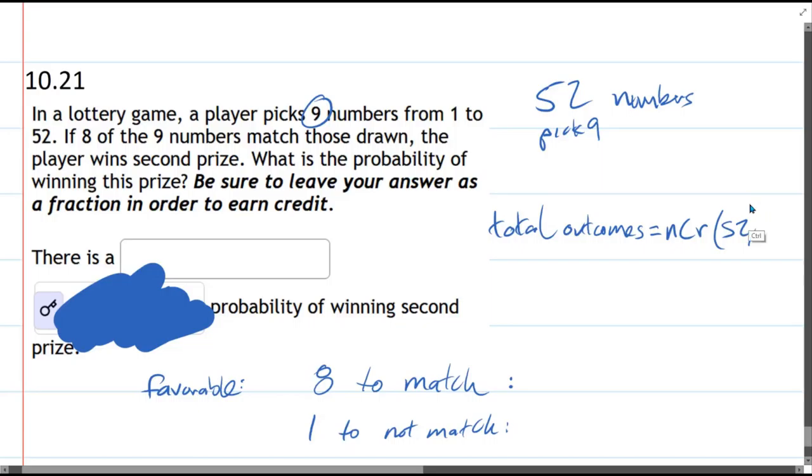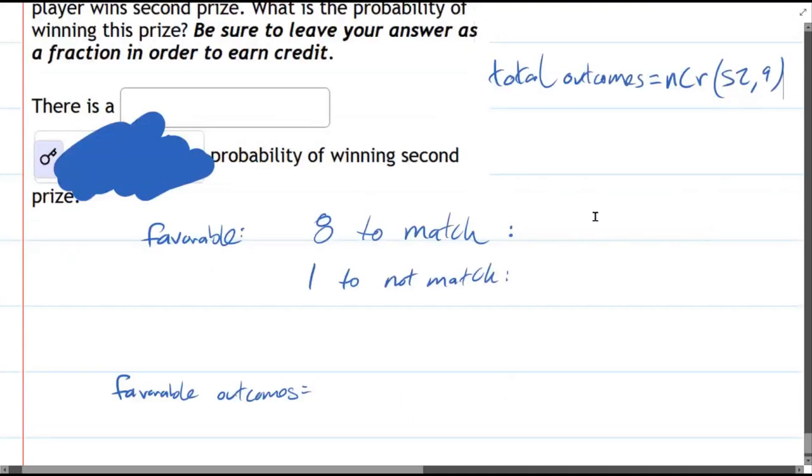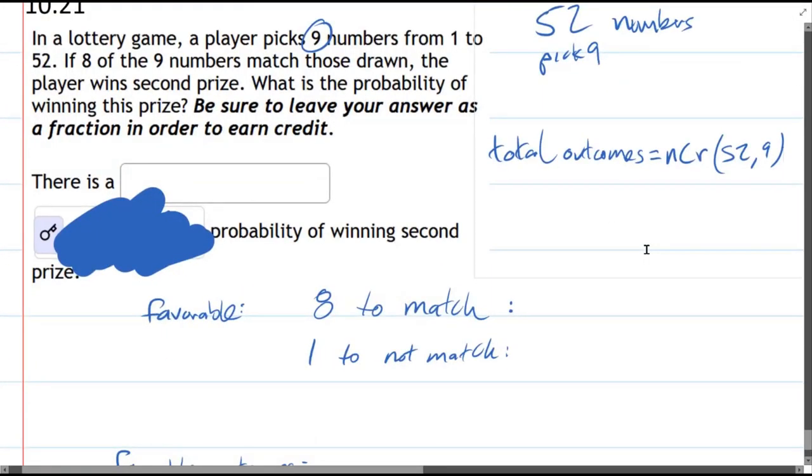Should be a comma in the middle. It looks like a one. 52 comma nine. That's the total outcomes. Now we're going to switch over to think about the favorable outcomes. We need eight to match and one to not match. So there's two separate choose functions.